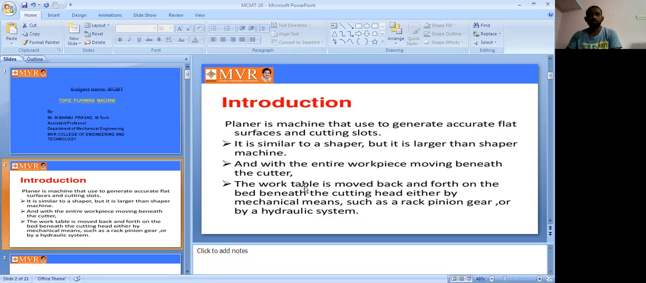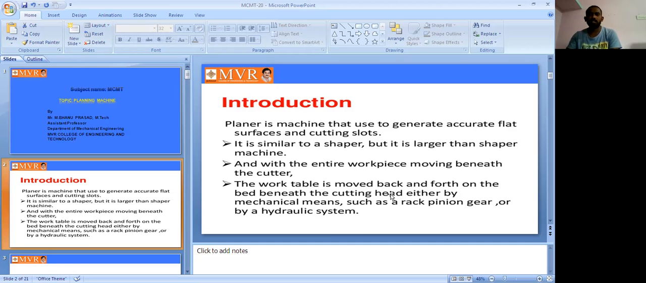Next, the work table is moved back and forth on the bed beneath the cutting head entirely by mechanical means such as rack, pinion, gears, and a hydraulic system. The work table moves forward and backward, and based on this motion we produce the flat surfaces. Based on convenience, we move the table forward and backward.